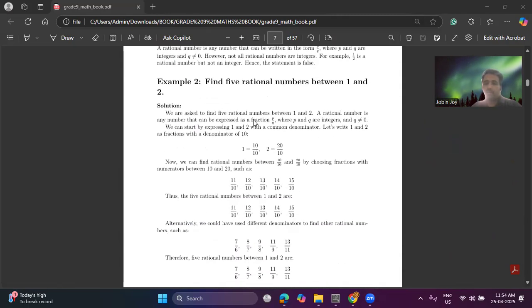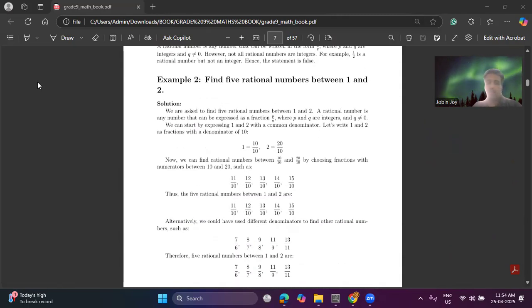Then coming to the next one: find five rational numbers between 1 and 2. So we have two numbers, 1 and 2. We should write 5: 1, 2, 3, 4, 5. So we should write 5 rational numbers between 1 and 2. Rational numbers means numbers that can be written in the form of p by q.